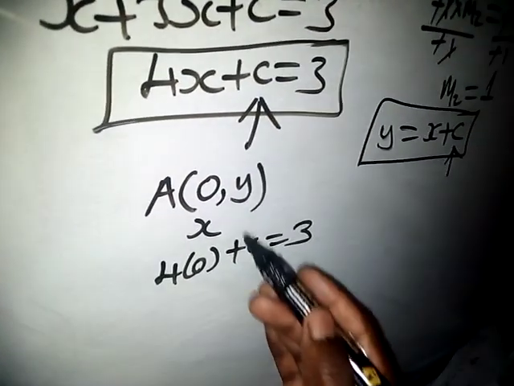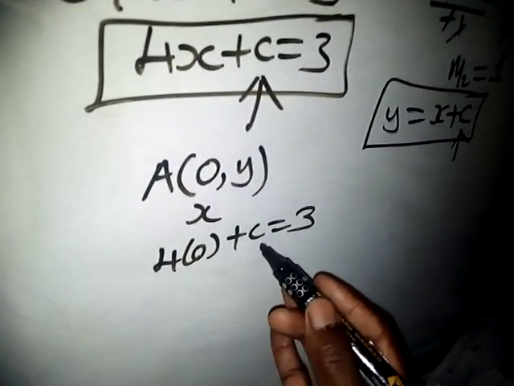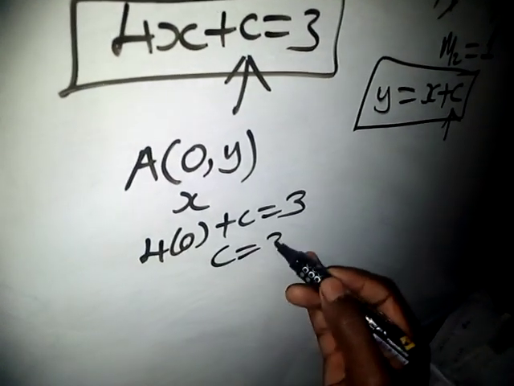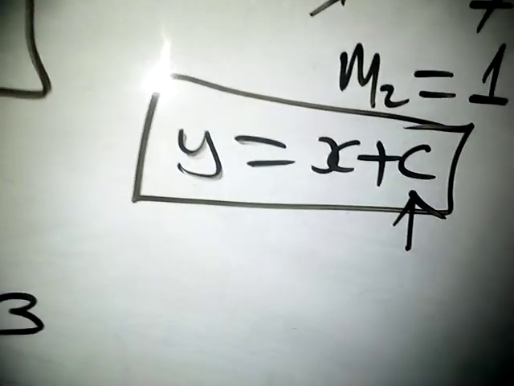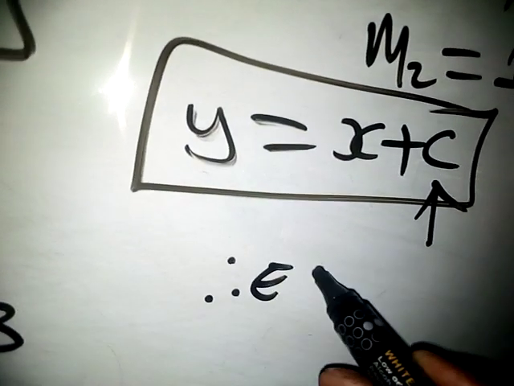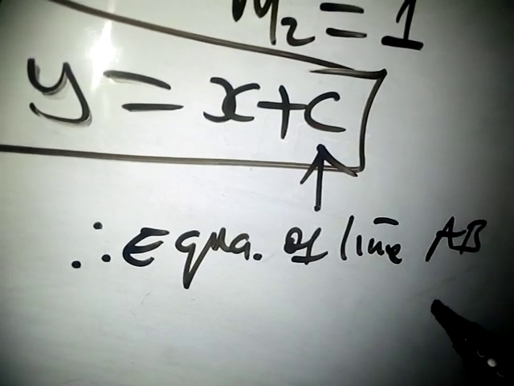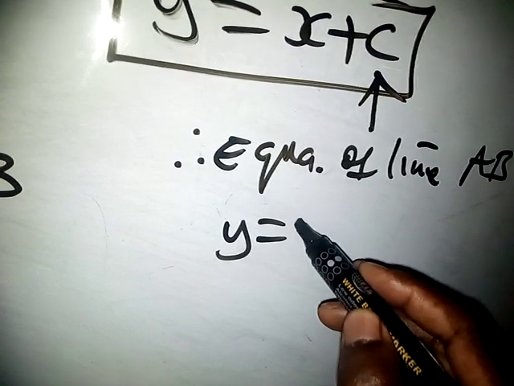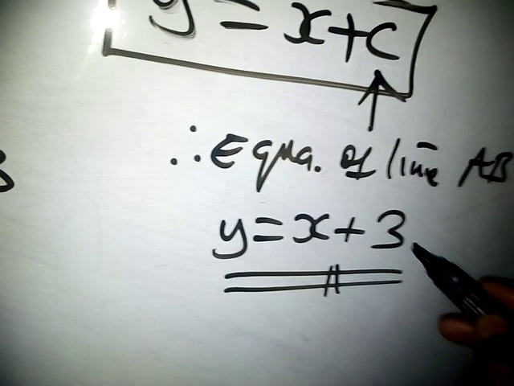The idea is to find what the y-intercept, represented by c, actually is. 4 times 0 is nothing, plus c is c, equals 3. So in a sense, the y-intercept c is actually 3. Therefore, we get back to our equation. Remember, the equation of line AB now finally becomes y equals x plus 3, and this becomes the solution.